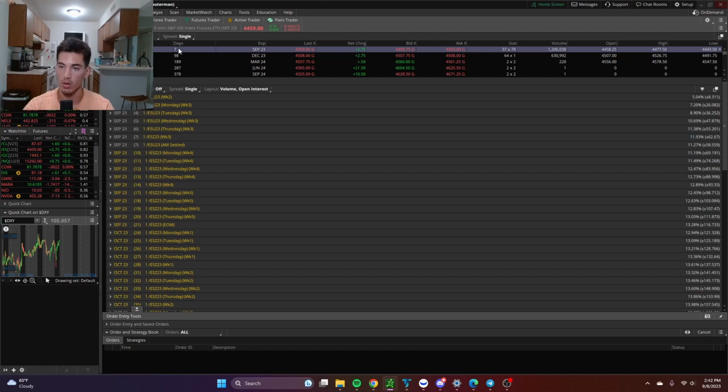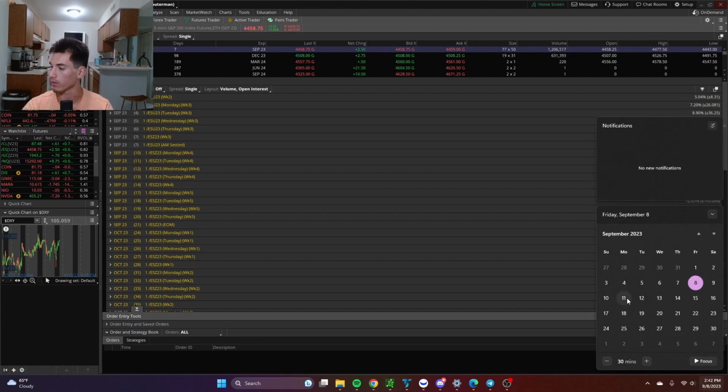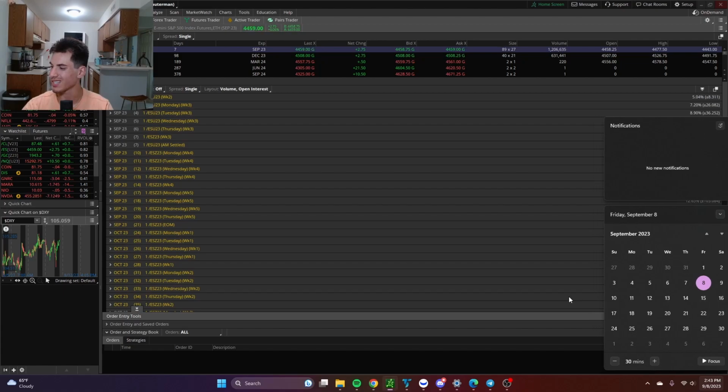So you can see this one that we're currently on that has the most amount of volume is going to expire in about 7 days. So then we roll over to the December contract that expires in 98 days. So the one thing you have to be careful on is rollover week, which would be next week, which would be the 11th through the 15th.